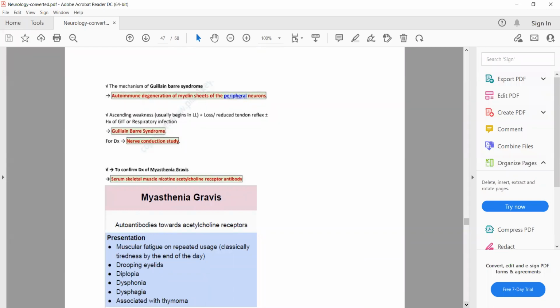So the next topic which can cause muscle weakness is Myasthenia gravis. The basic abnormality in Myasthenia gravis is that autoantibodies are formed against the acetylcholine receptors that are present at the neuromuscular junction.